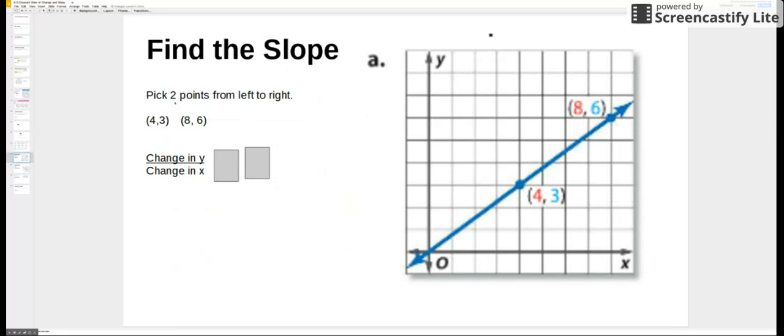Okay, so here it says find the slope. First thing we're going to do is pick 2 points from left to right. So here I have 4, 3, and here I have 8, 6. Next, I'm going to find my change in y. So I'm going to take my y's and subtract them. So I'm going to do 6 minus 3, and then I'm going to do 8 minus 4. Once you do that, 6 minus 3 is 3, and 8 minus 4 is 4.